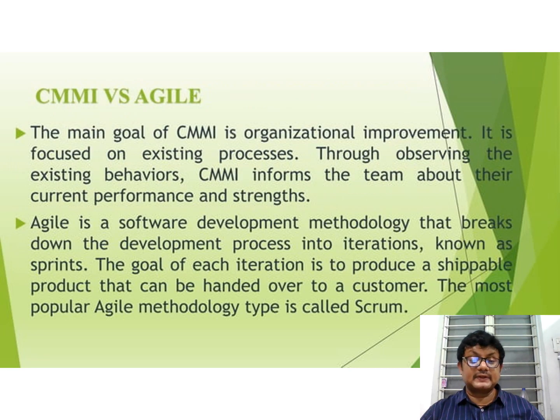And CMMI versus Agile, very important. The main goal of CMMI, capability maturity model, is organizational improvement. It is focused on existing process. Through observing the existing behaviors, CMMI informs the team about their current performance and strengths. Coming to Agile, Agile is a software development methodology that breaks down the development process into iterations, known as sprints. The goal of each iteration is to produce a shippable product that can be handed over to a customer. The most popular Agile methodology type is called Scrum.